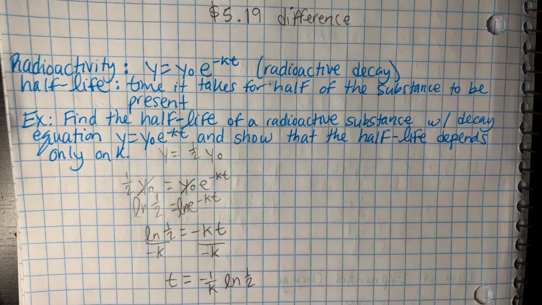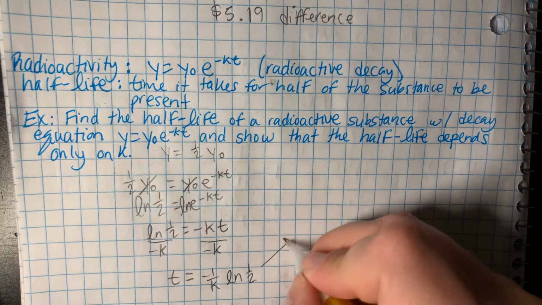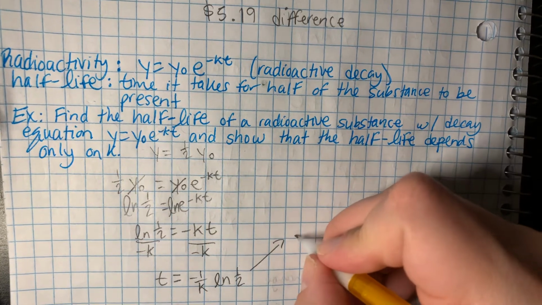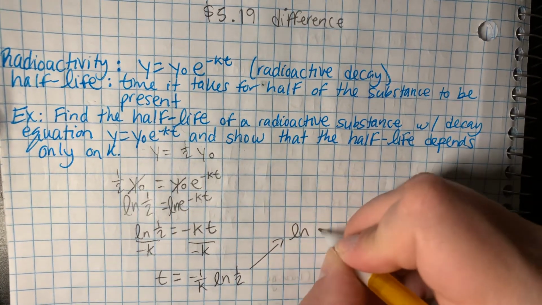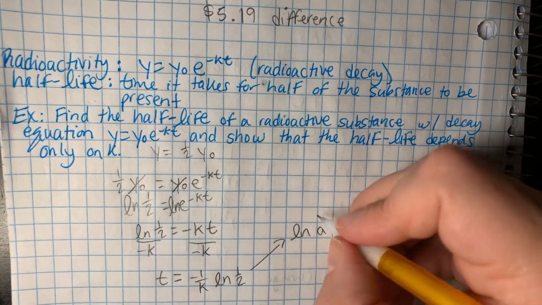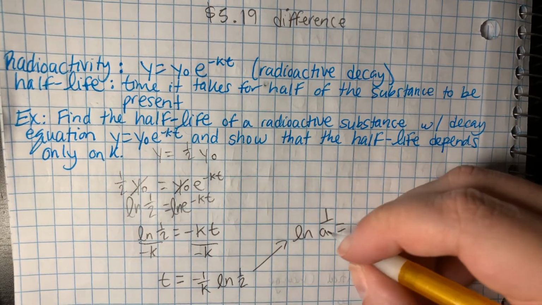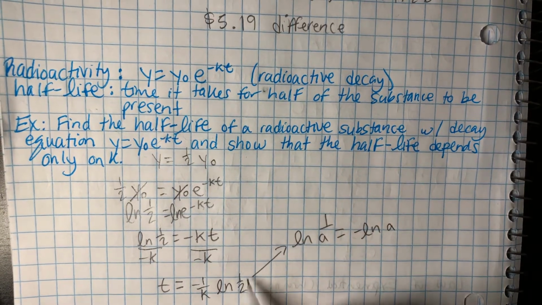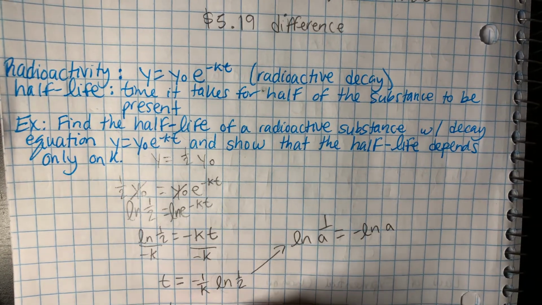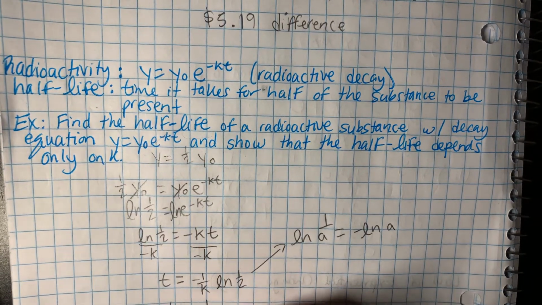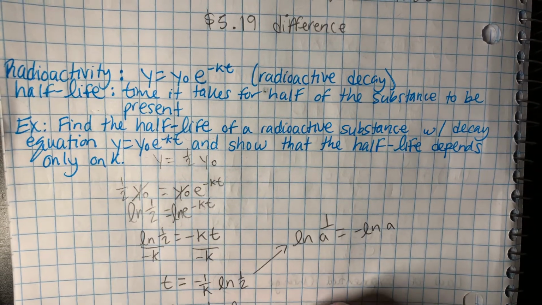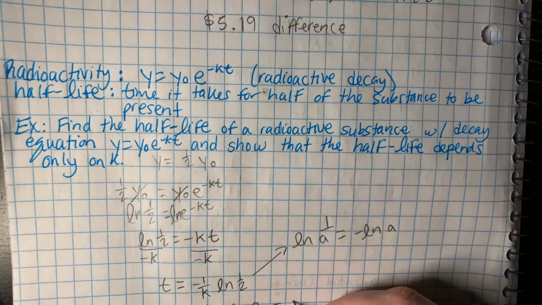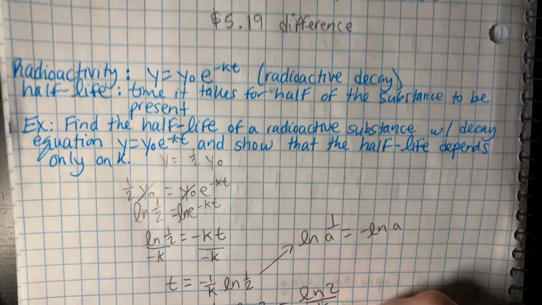Using ln rules that we know when we do logarithmic functions, we know that ln of 1/a equals negative ln of a. So we can change this piece right here into negative ln of 2, which means that in the end our equation is going to be ln of 2/k.